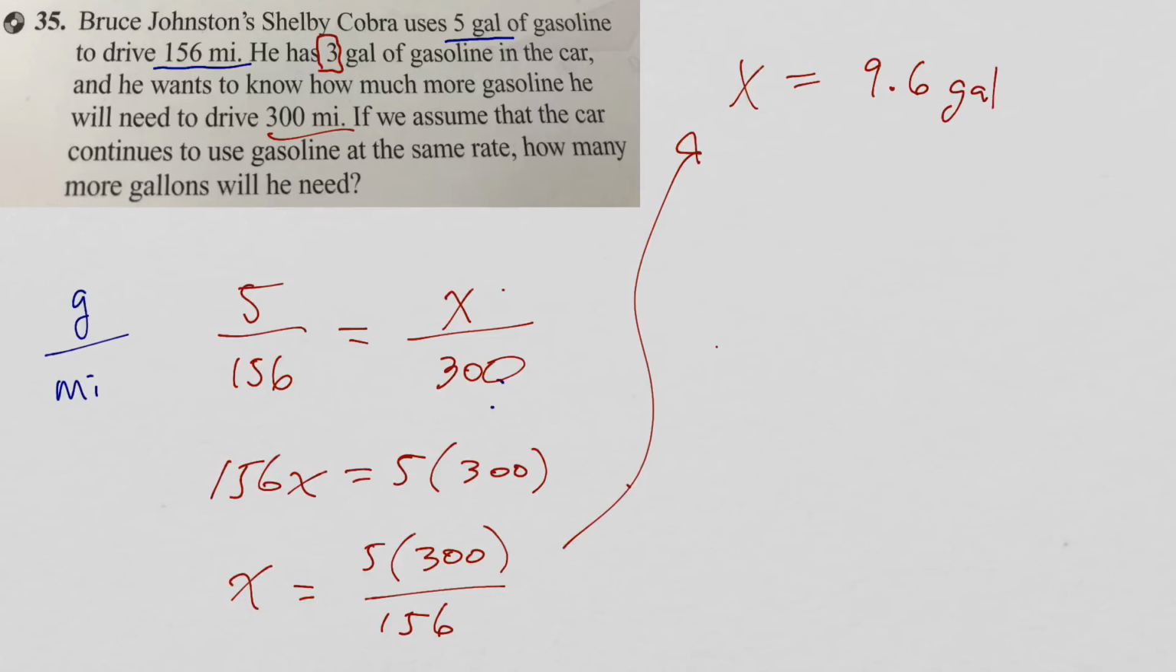But he already had 3 gallons in the tank. The question is, how many more gallons would he need? He needs a total of 9.6 gallons. So let's subtract out the 3 he already has, and he'll need an additional 6.6 gallons.